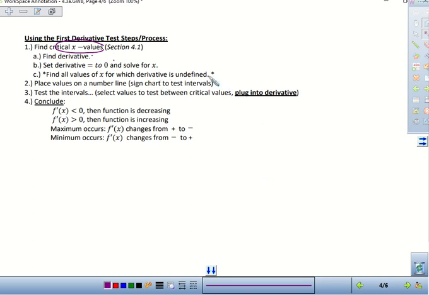Now here's where things get a little bit different from what you've already learned. You're also going to have to create a sign chart to test the intervals. So that's what we're going to be doing today that's completely new. And then you're going to have to plug back into the derivative. So the main thing here that people often forget is you have to plug those values back into the derivative, not the original function, so not to confuse the two.